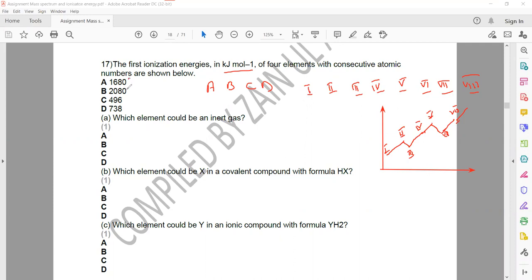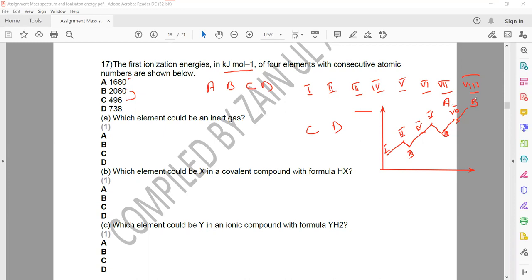A and B ionization energy increase, then C decreases, and D increases. But what happened? You can see that for C there's a big decrease from C to D. So what does it show? It shows the period changes. Like what does it mean? It means that A belongs to group 7, B belongs to group 8, then C belongs to group 1, and D belongs to group 2.